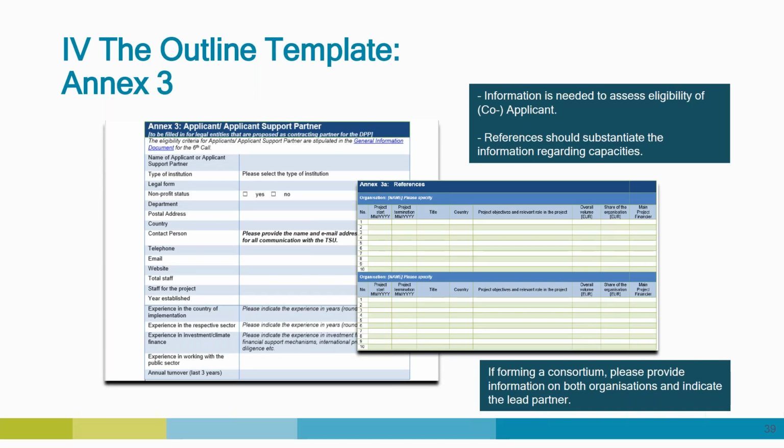In Annex 3, you are then asked to provide information and references regarding the legal entity that serves as the applicant or applicant support partner, which is to become the contracting partner for the detailed preparation phase. This information will be used to assess whether the proposed applicant fulfills the capacity requirements. It is therefore very important that relevant references and information are provided.